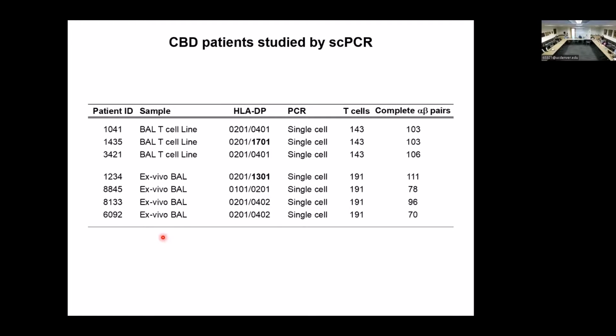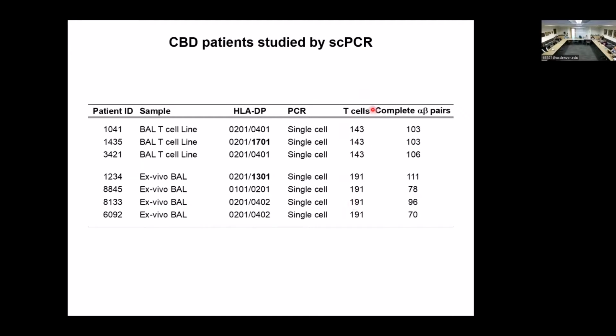So in this study, we had 7 patients. 4 of these were directly ex vivo samples of bronchoalveolar lavage cells. 3 of them were T cell lines, so they were cultured briefly in vitro in the presence of IL-2 and beryllium to further expand what we think are the beryllium-specific cells.